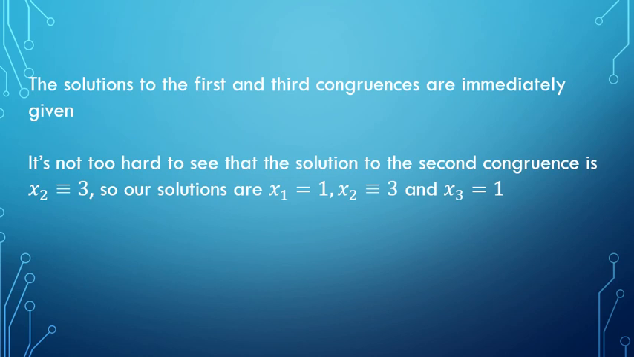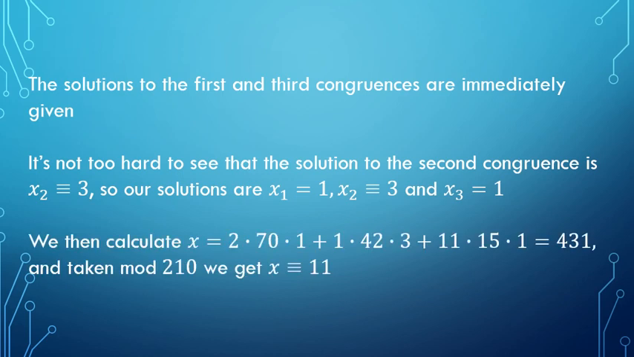So we have our three solutions. x1 is congruent to 1, x2 is congruent to 3, and x3 is going to be congruent to 1. We're going to use these x values, as well as the capital N values, as well as the a values that we were given at the beginning of this question to figure out our x value. a1 was 2, capital N1 is 70, x1 from above is 1.